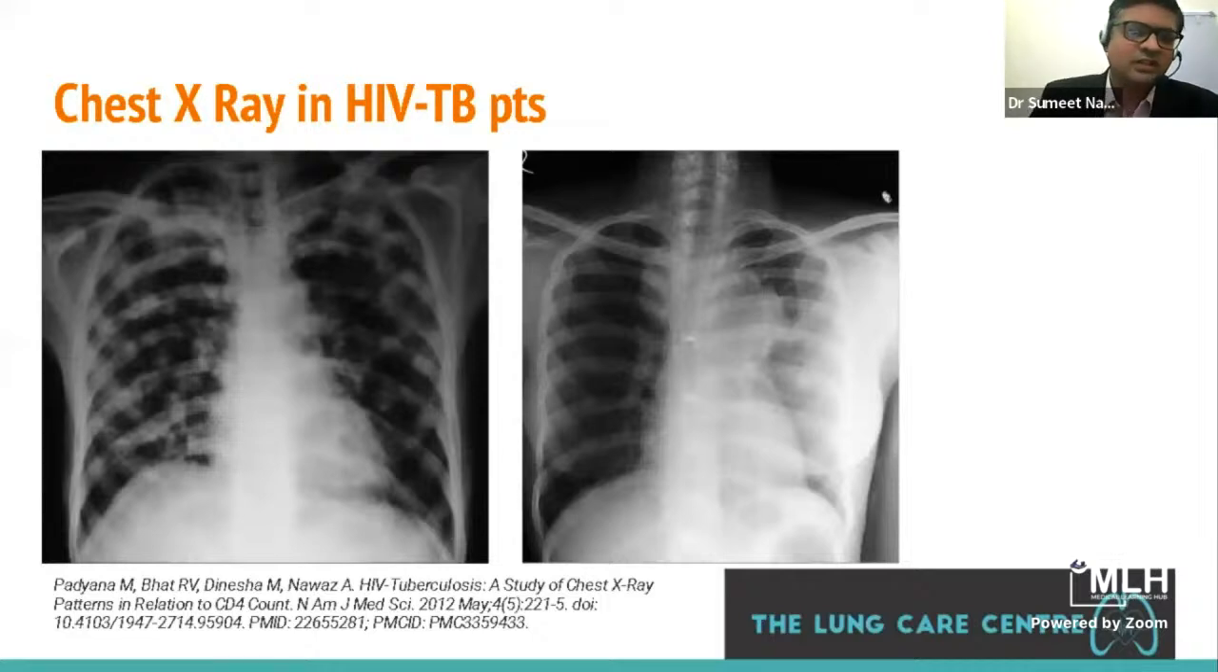On the left side, we see a chest X-ray where there are multiple confluencing randomly placed nodules. But if you have a second look, we can see that there is a little bit of apical predominance. On the right side, we can see a chest X-ray where there are large mediastinal and hilar and paratracheal lymph nodes with some haze on the left side. So these are the common pictures in patients having co-infection of HIV and tuberculosis.